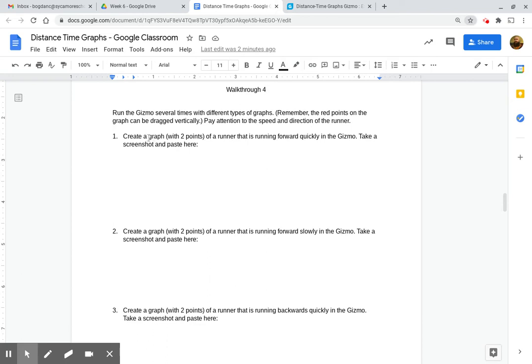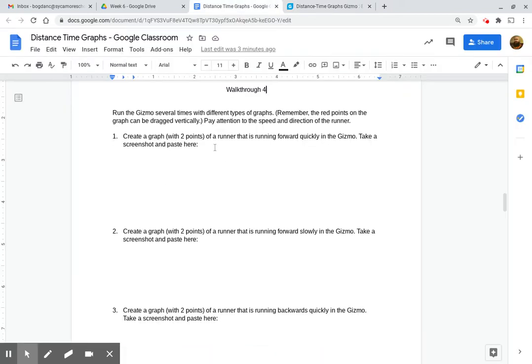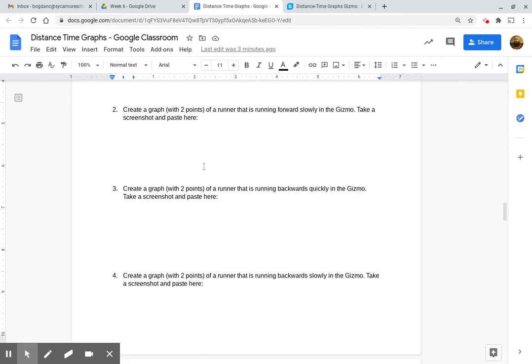So, our first challenge is to create a graph with 2 points. So, let's go ahead and do that now. Number of points, 2. We need to have this as 2 points. Create a graph with 2 points of a runner that is running forward quickly. So that means I need to have an uphill steep line. Take a screenshot, paste it there.